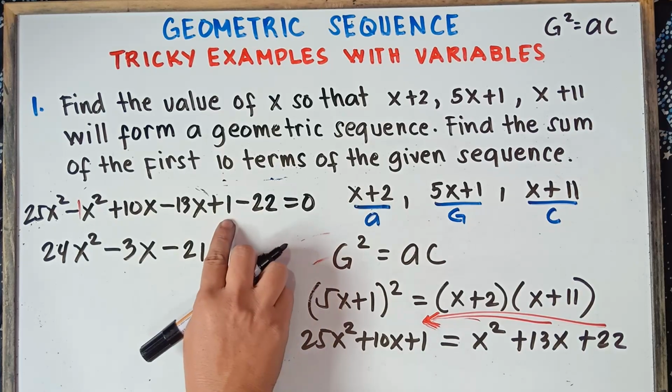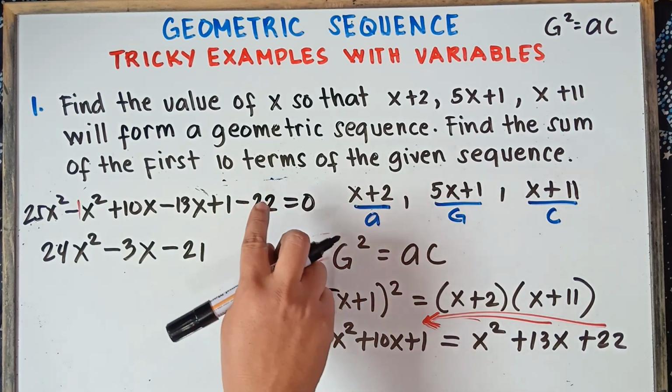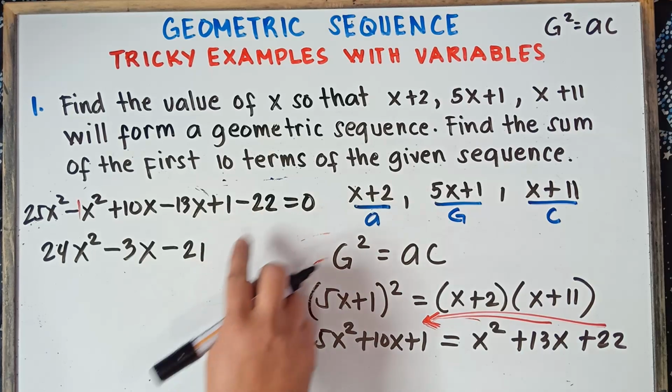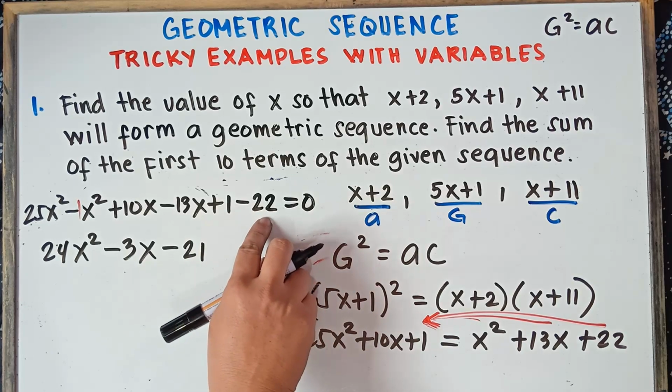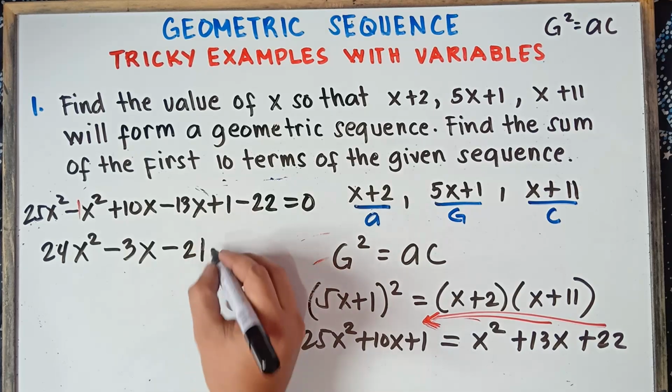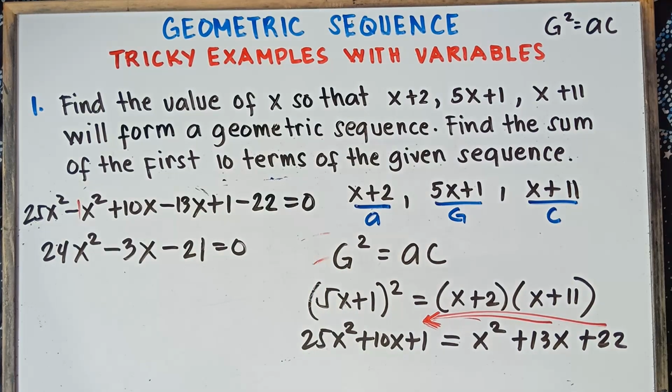Unlike signs, positive 1, negative 22, subtract. 22 minus 1, that would be 21. 22 is greater than 1, so we copy the sign of 22. That would be negative 21. Then equals 0. Alright, so almost done, class.